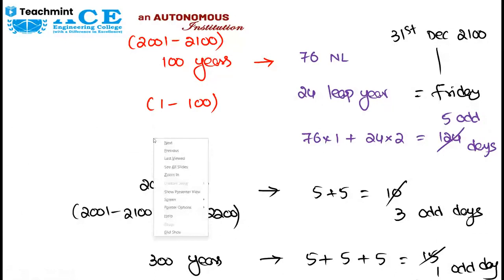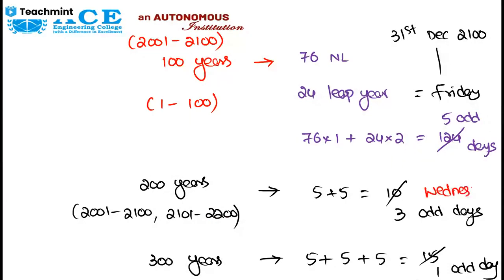We calculated 31st December 2200. You got it like Wednesday, and this one you got like Monday. See this. The next day is the first day of the other century. This is the last day of this century. Next day is the first day of the other century, right?